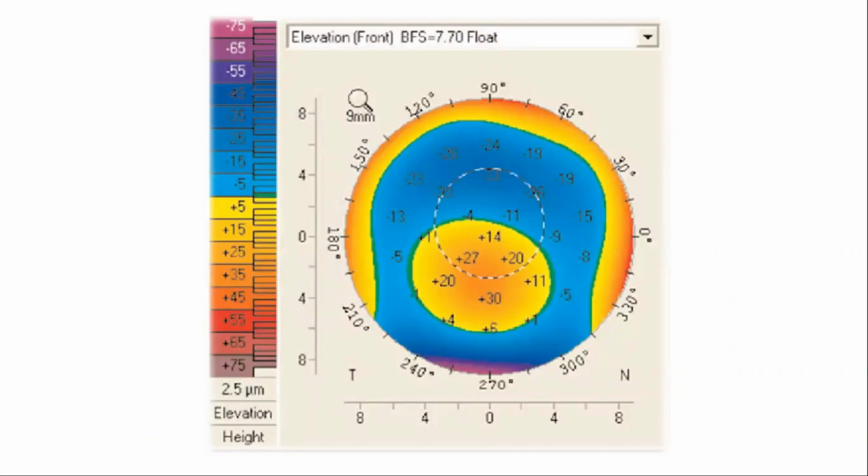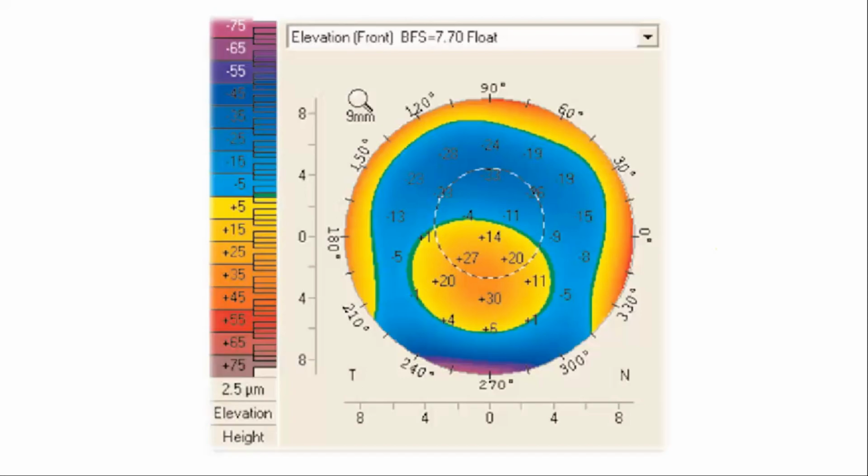Here is the anterior elevation map of a patient with keratoconus. Here we can see the central island of elevation, which is clearly visible, indicating the numbers of plus 27, 30, and 20. It corresponds to the location of the cone. This is visible only when the raw data is compared to the reference surface.